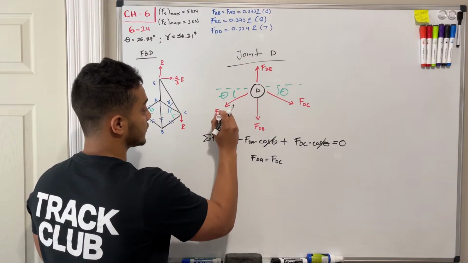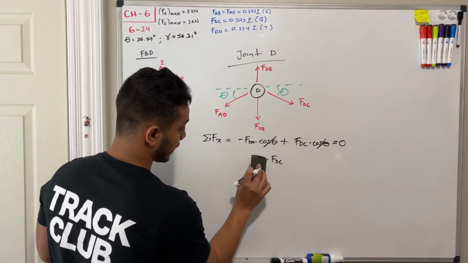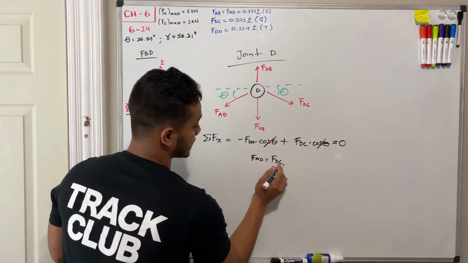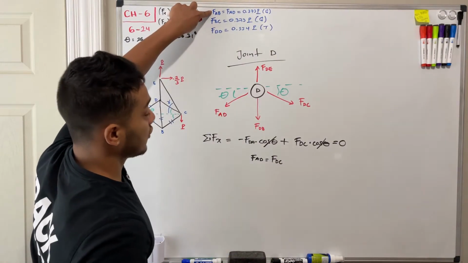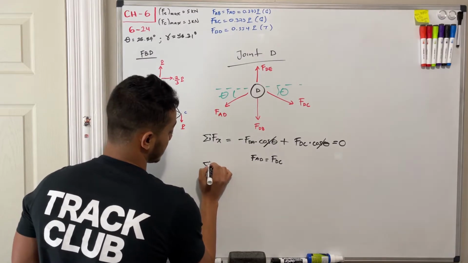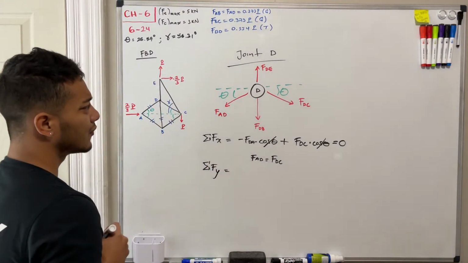So I apologize for that little mistake, but then we can figure out that this force AD is equal to my force DC. So therefore we also know the value of force DC. Last, we're going to do my summation of forces in the y direction. And what do I get?